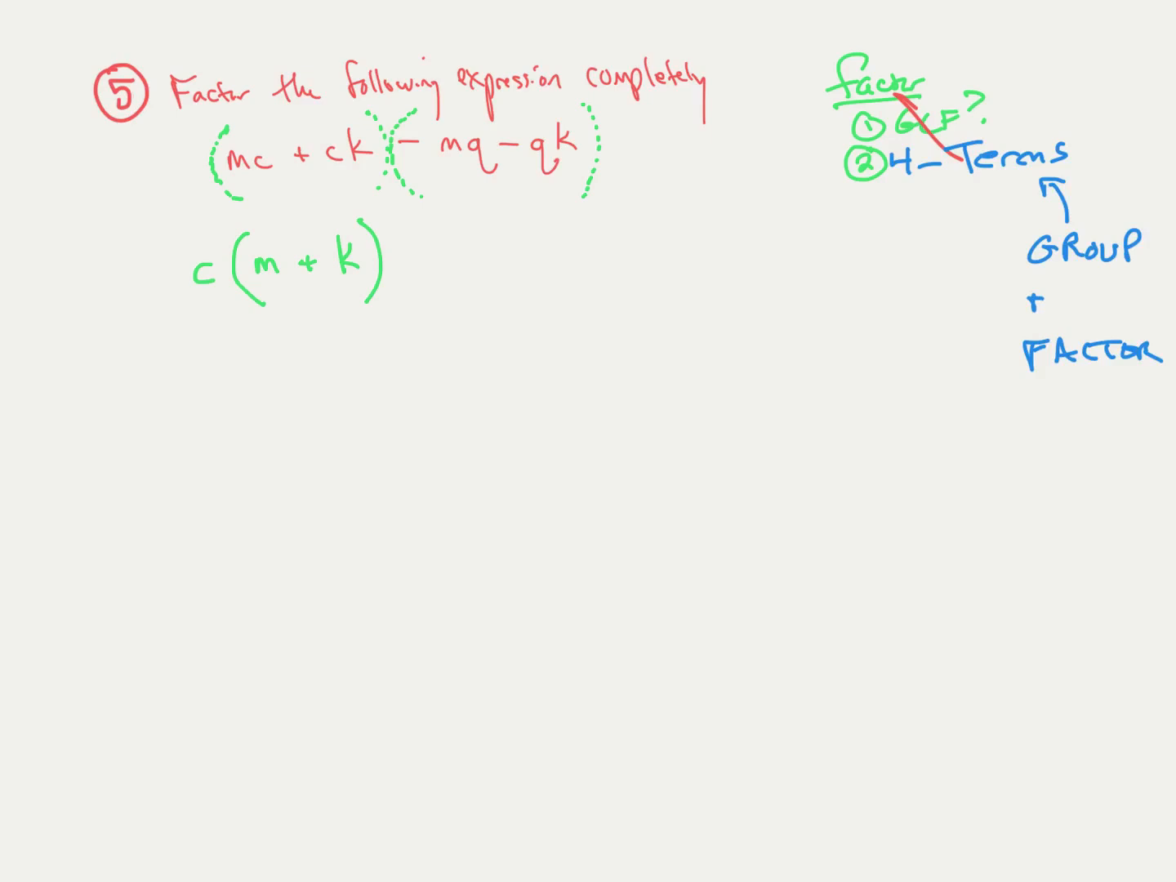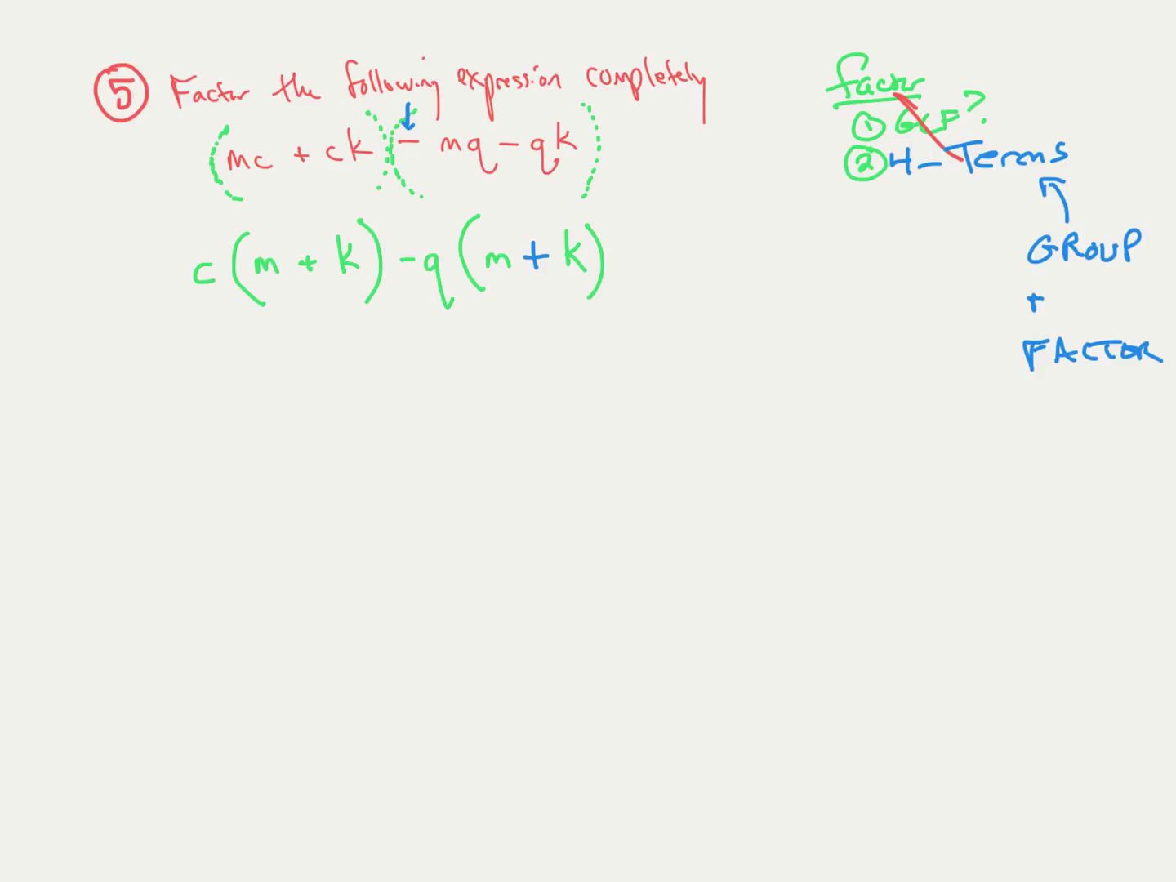And then for the second parentheses, if the thing starts with a minus at the beginning, you'll probably want to factor out a negative. Q was the thing that was in common, but we'll take out a negative Q. And then we'll rewrite what's left. You take negative Q out of negative MQ, you got an M left there. And I do want to highlight the fact that if you take negative Q out of negative QK, it's going to be positive now. And just a K is left there.